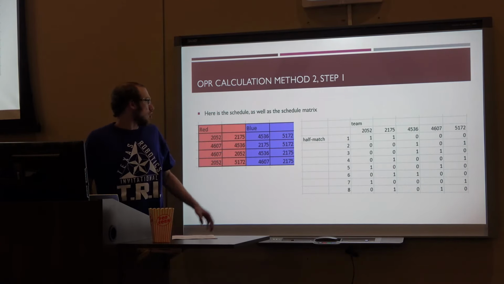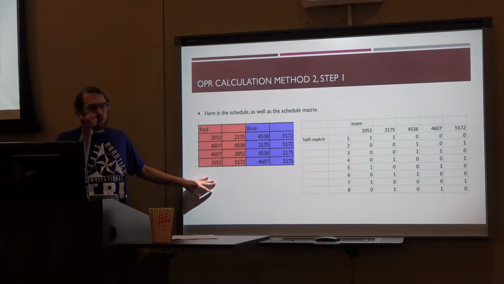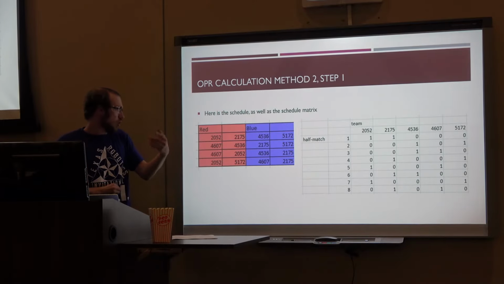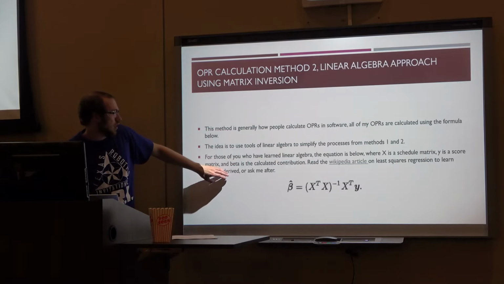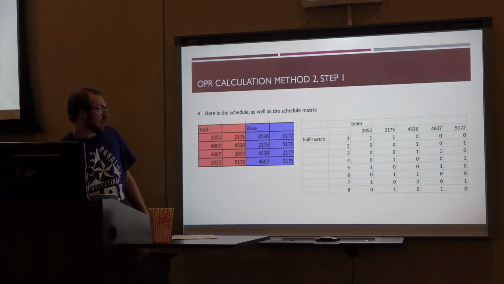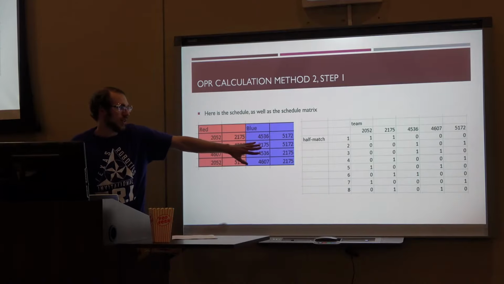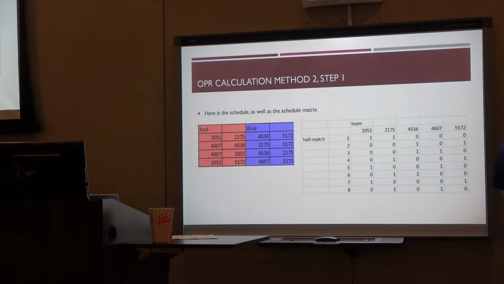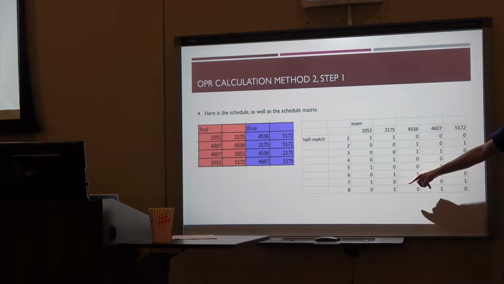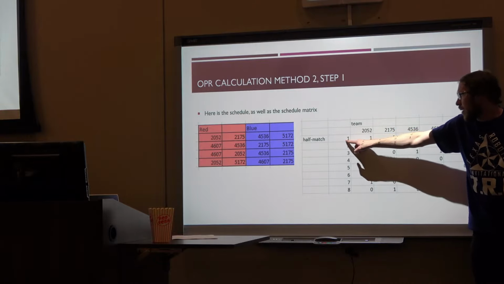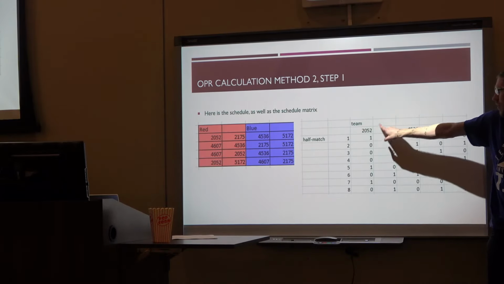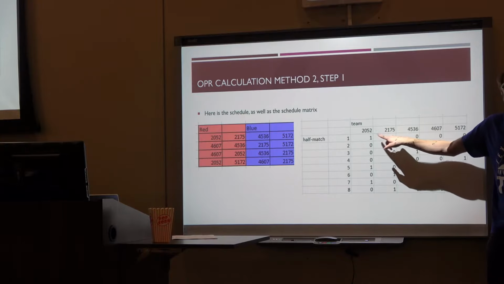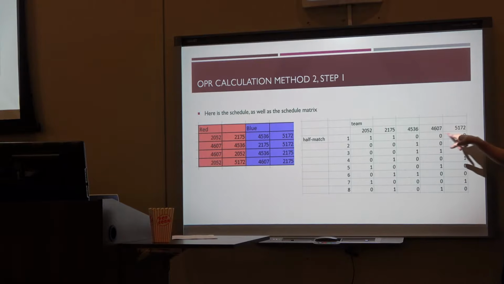Okay. So this is the same schedule matrix as what you guys had on your sheet. The first thing we need to do is make a schedule matrix, and the big X is the schedule matrix. Take all of this and put it into a schedule matrix. What the schedule matrix looks like is you have teams across the top, and you have half matches along the side. In half match one, which would be match one for the red side, 2052 is in the match, and 2175 is in the match. So they get ones right there. And the other teams are not in that half match, so they get zeros.